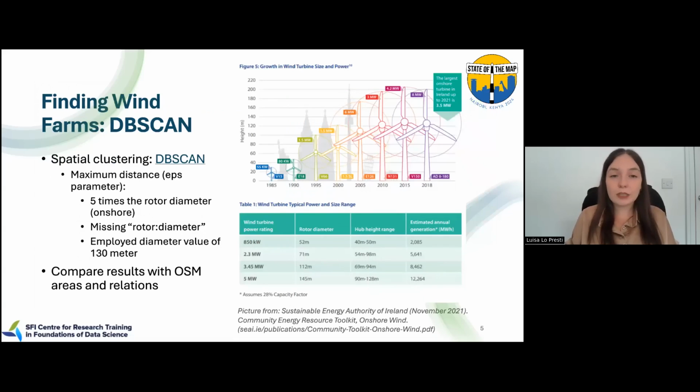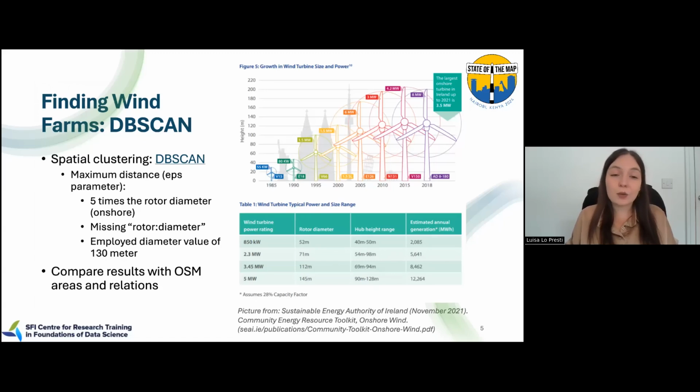In particular, we employ dbScan, which stands for density-based spatial clustering of application with noise. The most important parameter of this algorithm is the maximum distance between 2 turbines in order for them to be assigned to the same farm. We set this distance as 5 times the rotor diameter for onshore wind turbines. We observe how OpenStreetMap actually has a specific tag used to report the value of the rotor diameter.